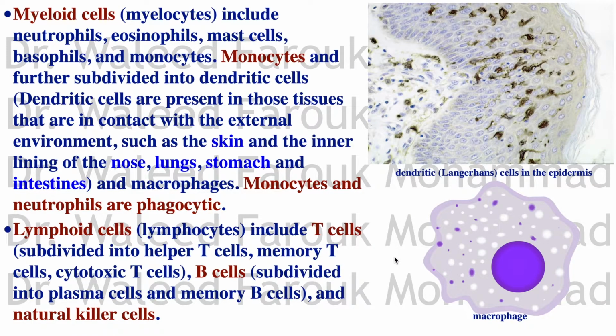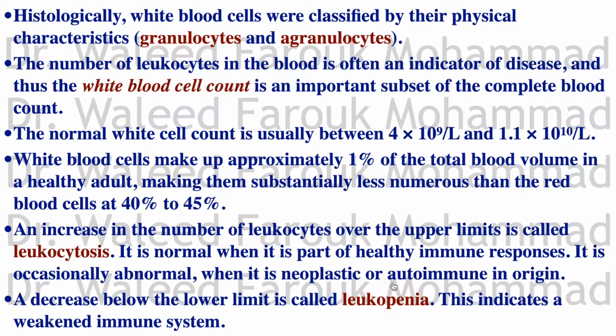The lymphoid cells, on the other hand, include T cells, which can be divided into helper T cells, memory T cells, and cytotoxic T cells, and B cells, divided into plasma cells and memory B cells. And in addition to T cells, there are the natural killer cells. One of the ways to classify white blood cells is according to granulation into granulocytes and agranulocytes.